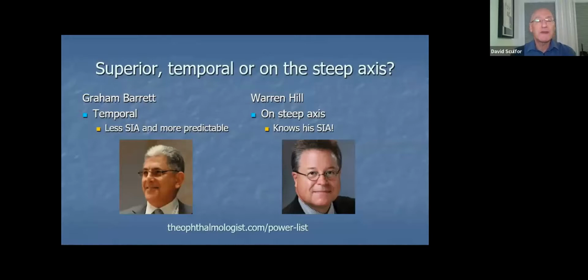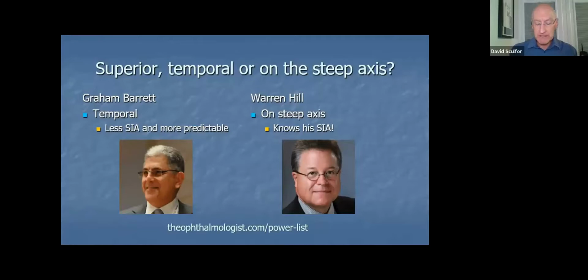Warren Hill, on the other hand, always operates on the steep axis, but being quite meticulous in his preparation, he knows exactly what his average surgically induced astigmatism is right the way around the clock, so he's able to take that into account in his calculations. There are other things to take into account, of course, because there's always been this traditional view that temporal incisions are a bit more prone to endophthalmitis, but it's an ongoing debate. And it's one that doesn't really have a right answer.